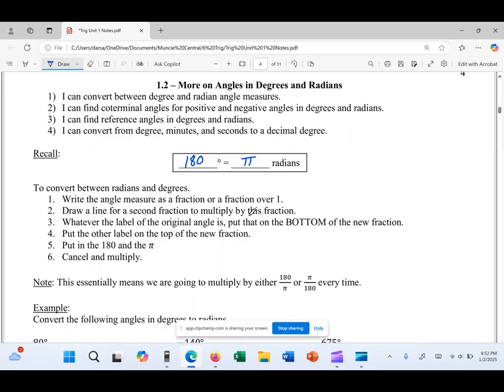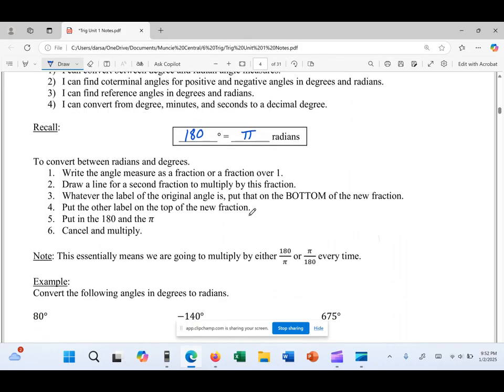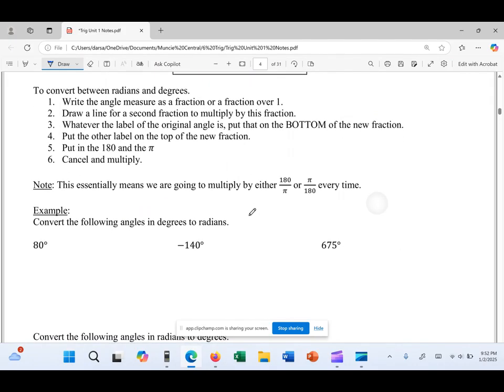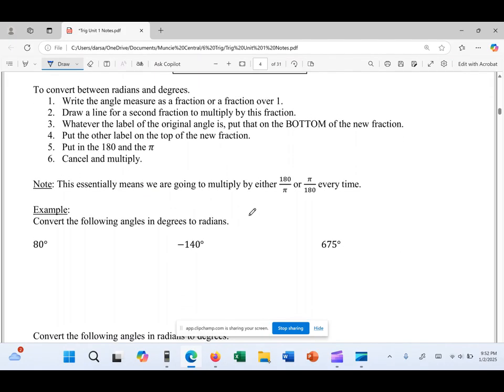To do these conversions, we're going to use something you may have used in chemistry class. It's sometimes known as the railroad method there, or the factor label method. Those of you who like step 1, step 2, step 3, these are the steps that I will be using to convert back and forth between radians and degrees.